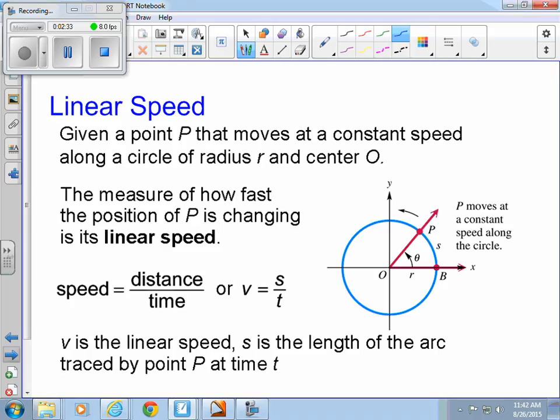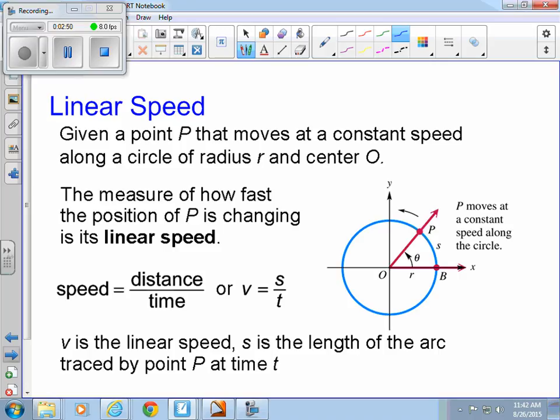They use the s on arc length problems. They don't always use the s for other distance problems. Sometimes they do. V is the linear speed. S is the length of the arc. Because if we're going to get distance over time, we would need the length of the arc. We know how to find arc length.